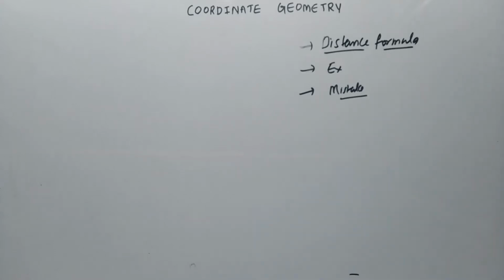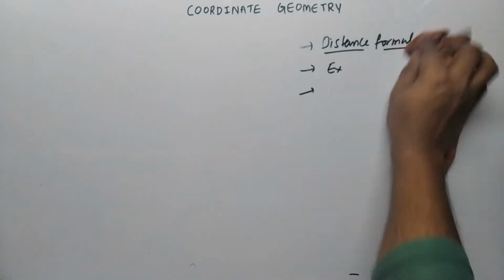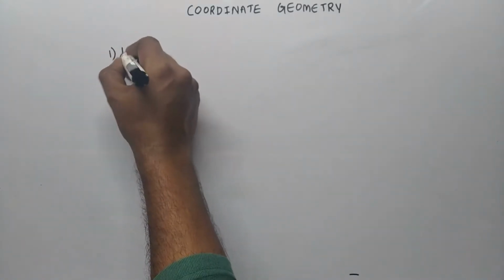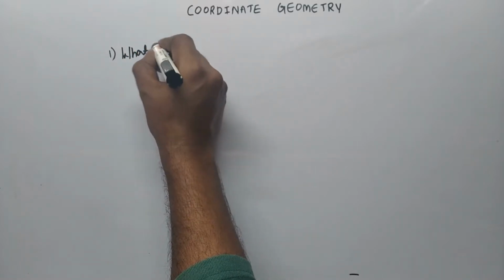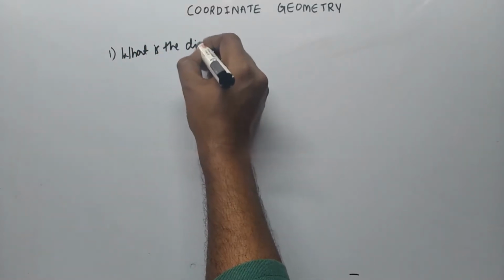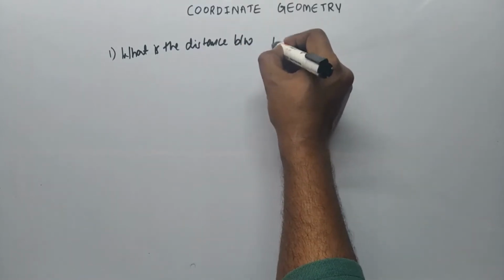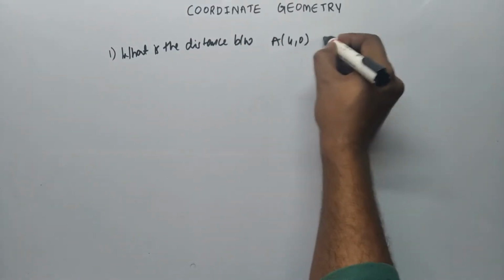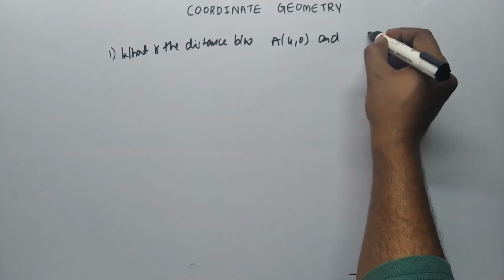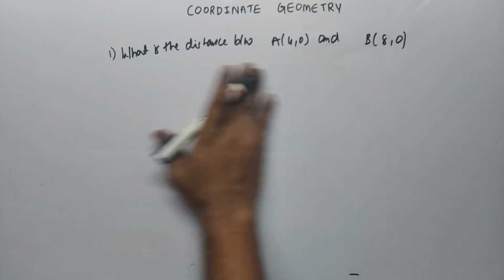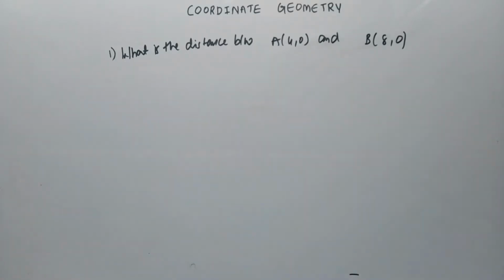Okay, so we'll start. As you may have seen in your textbook, you have some questions. They are asking, what is the distance between 4,0 and 8,0? So this question is there in your textbook as an example.